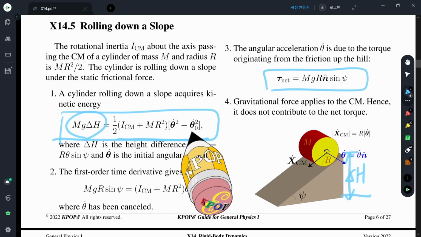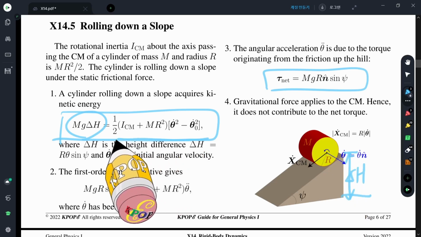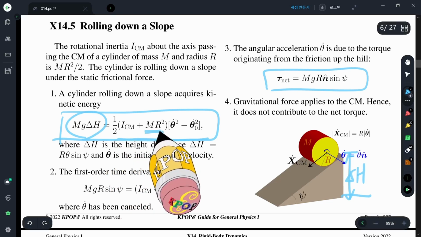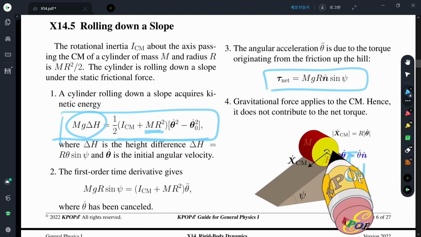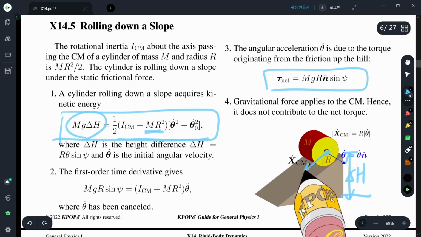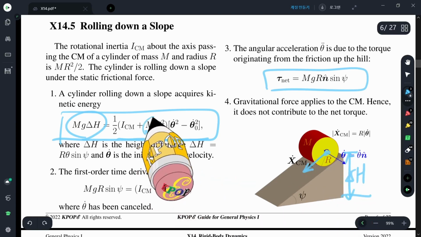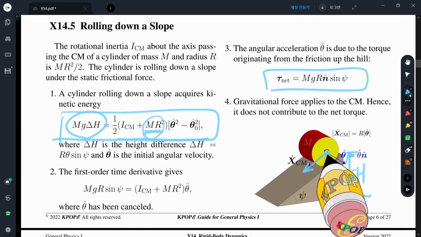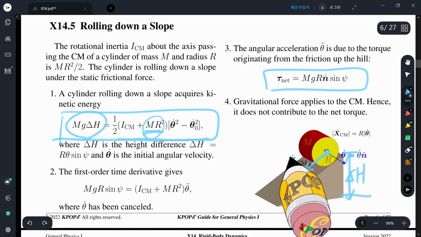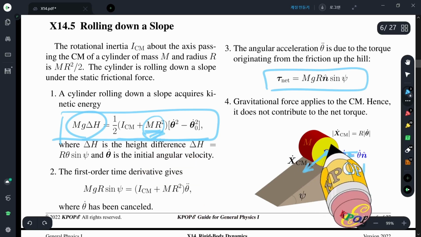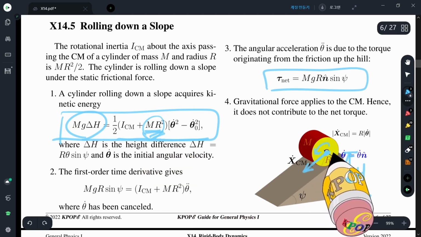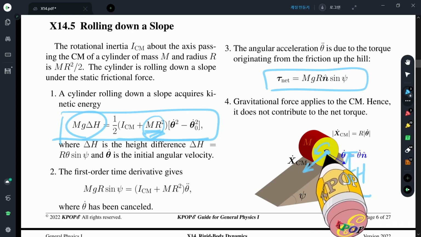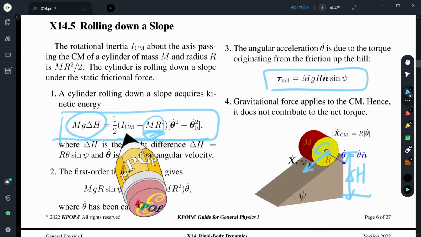And because it is rolling, we have the translational motion of the center of mass, and we can compute the total kinetic energy of the whole system as if concentrated at the center of mass, that is this term, and additional kinetic energy that is due to the rotation about the axis passing through the center of mass, that is this one.